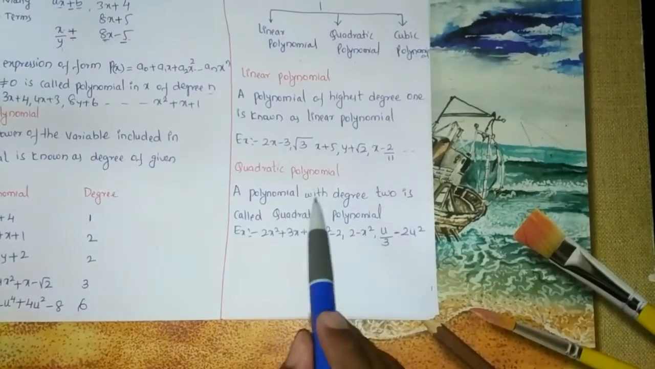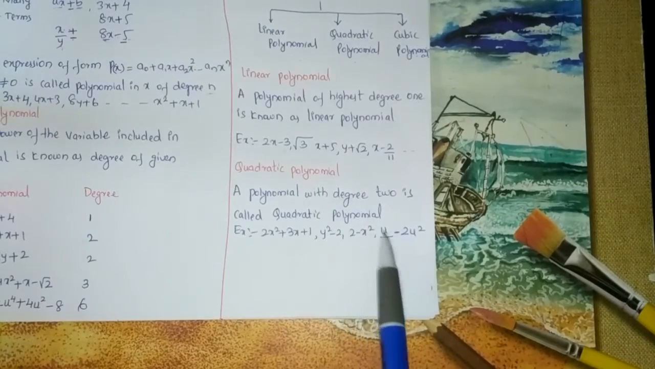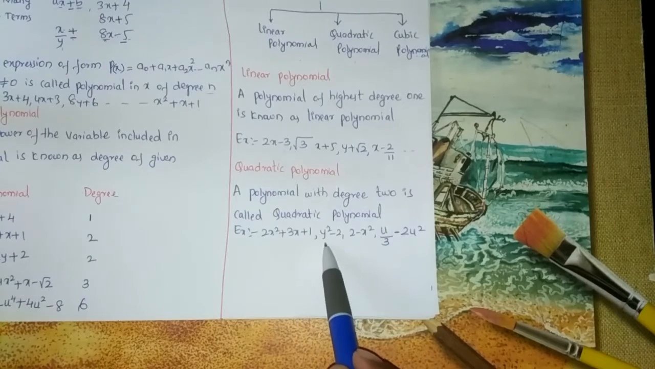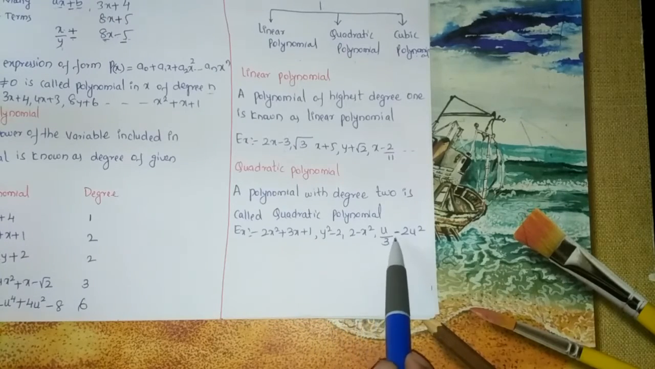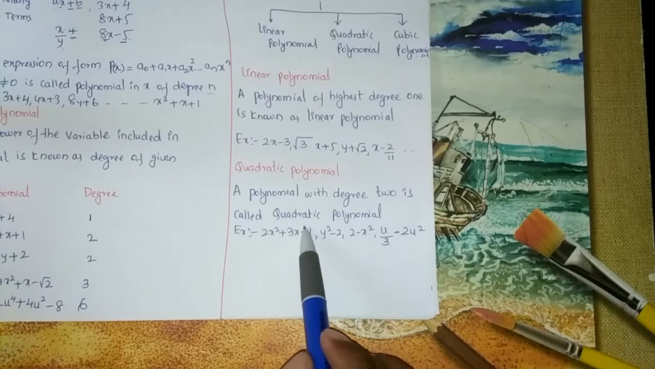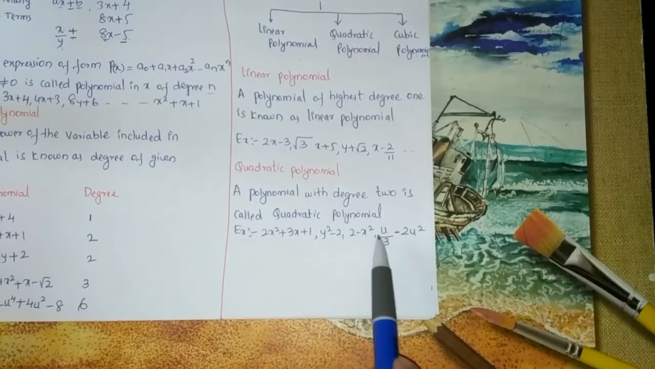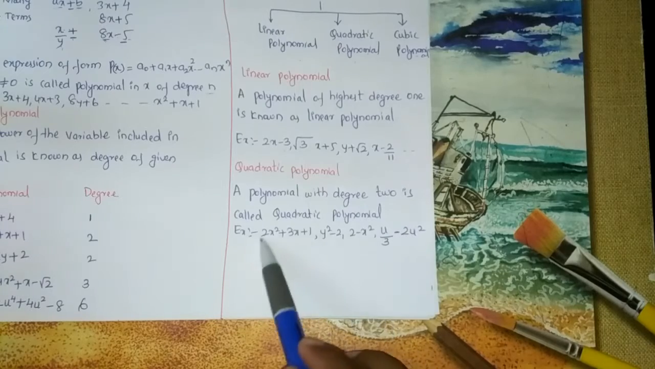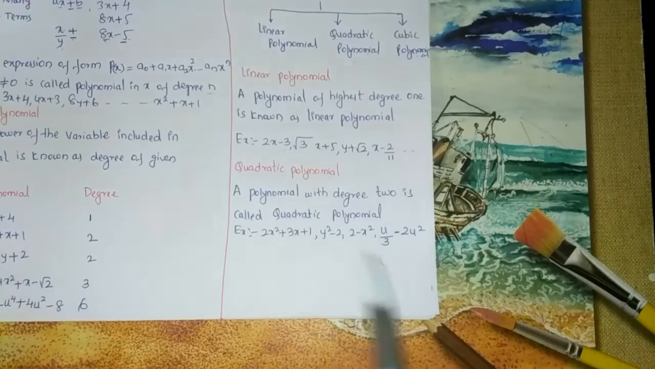Quadratic polynomial. A polynomial with degree 2 is called quadratic polynomial. Some of the examples are 2x square plus 3x plus 1, y square minus 2, 2 minus x square, u by 3 minus 2 u square. Okay, if you observe here, the degree is 2. Here degree is 2. So we call this type of polynomial as a quadratic polynomial.